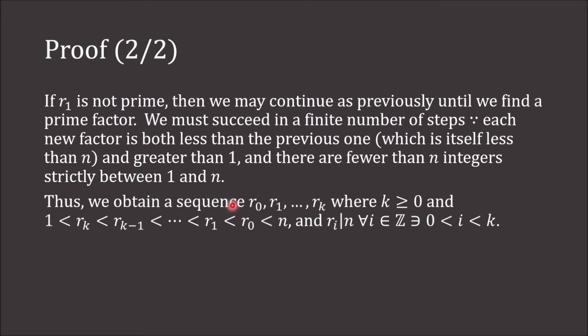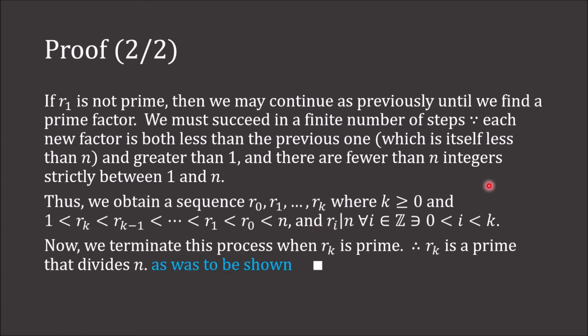Furthermore, by the process, we know that for each of these values, these r's, each one divides n. So we terminate this process once Rk is prime, however many steps it takes. So Rk is a prime that divides n, which was to be shown, and the proof is complete.